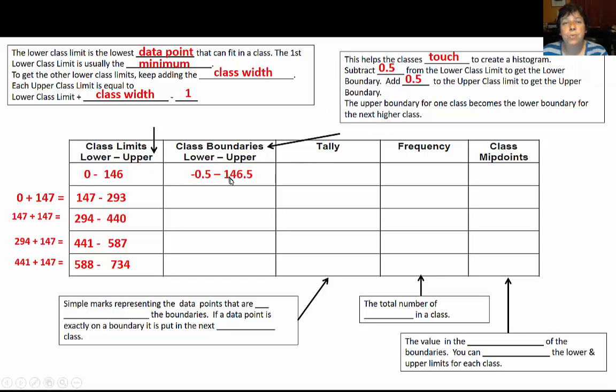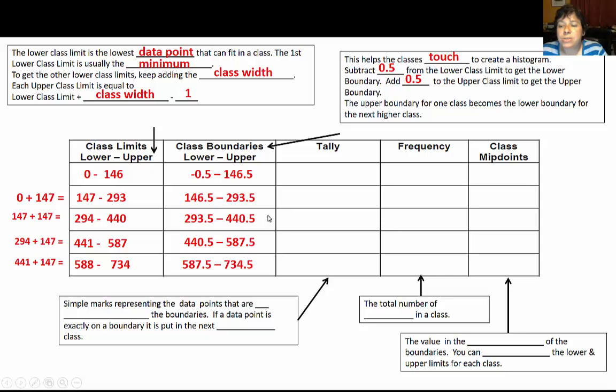So negative 0.5 to 146.5, and that's halfway between 146 and 147, so that makes sense. And then halfway between 293 and 294 is 293.5. So now you can see all of my bars are touching.